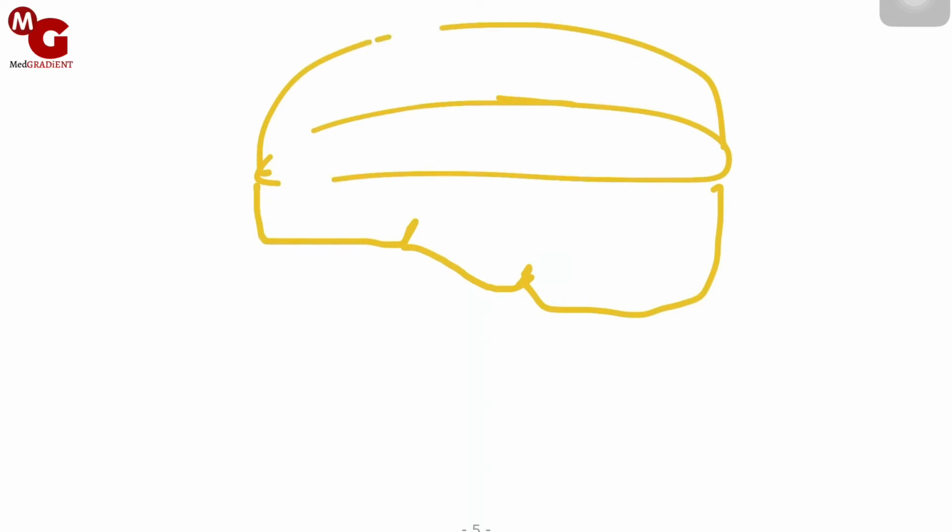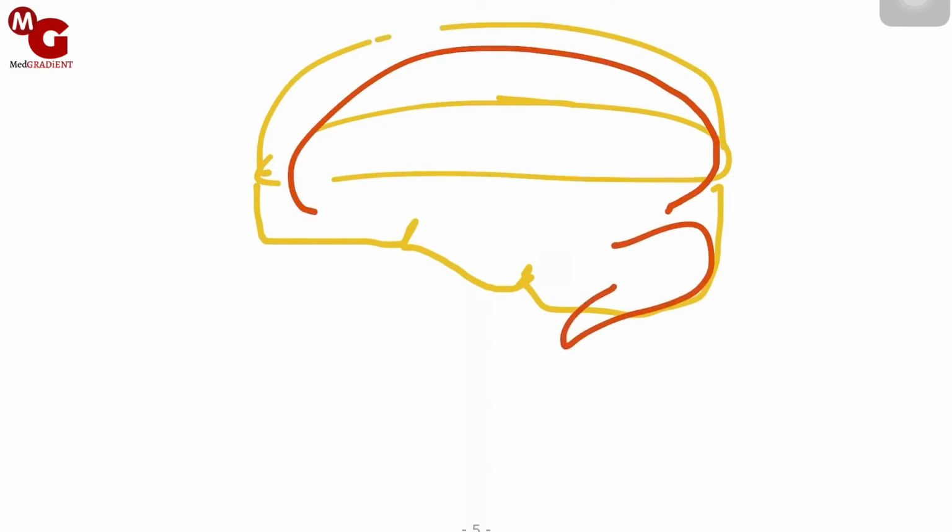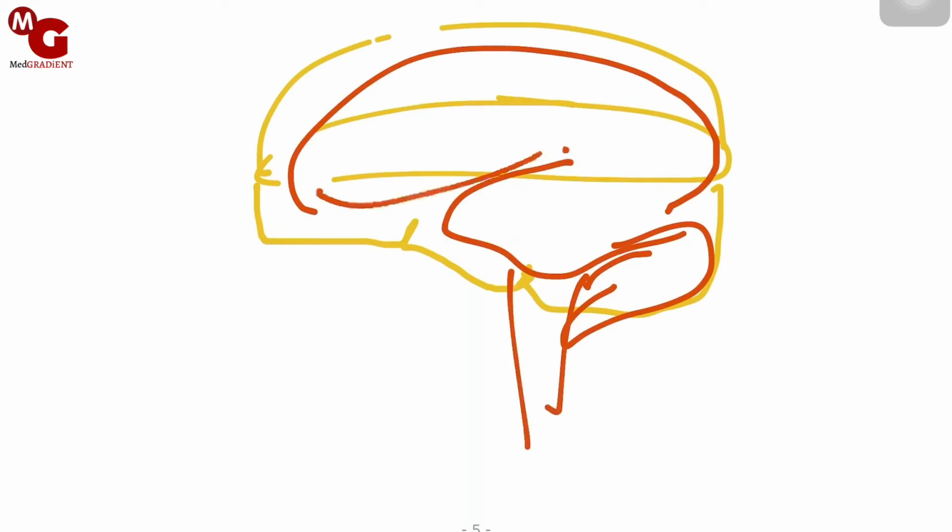So I think I should redraw the diagram. We have something like this. Then we have the cerebellum, and we have the temporal lobe sitting over here, and we have the brain stem going downwards. So this is how we technically describe the brain. So the floors are very important.